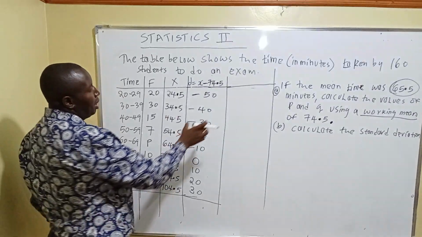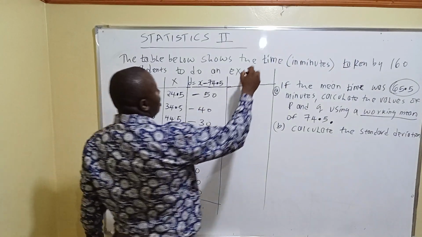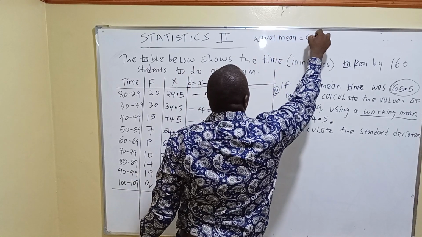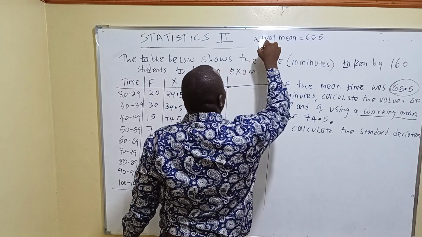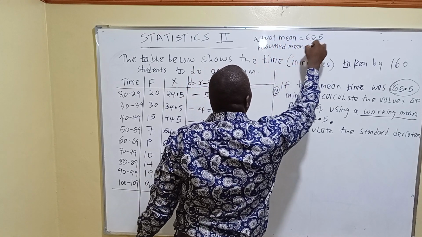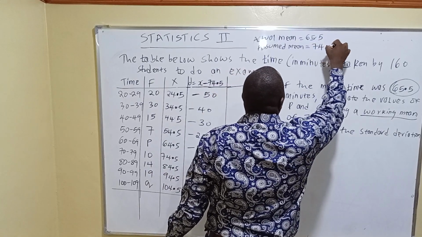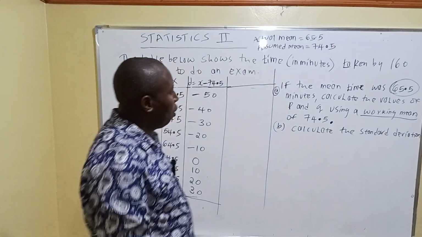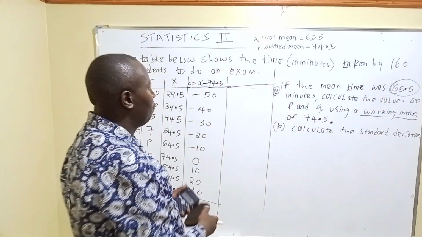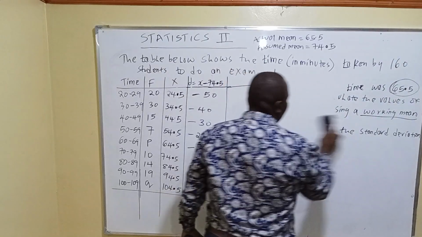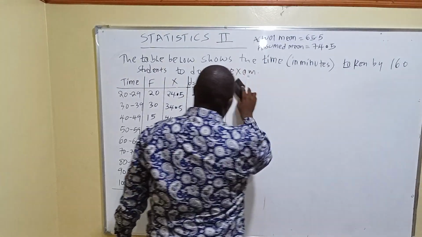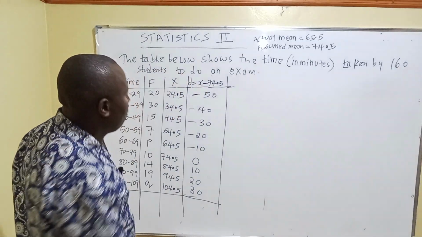So the next column that you make here, we can note here: actual mean is 65.5 and assumed mean is 74.5. So we want to find the values of P and Q. So therefore we have that data now.